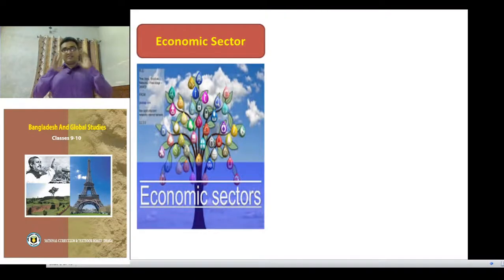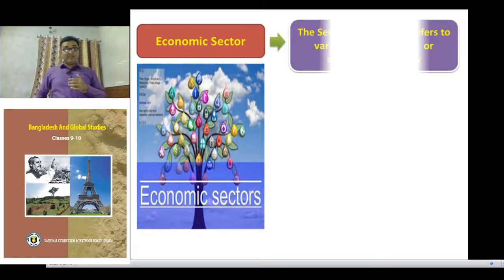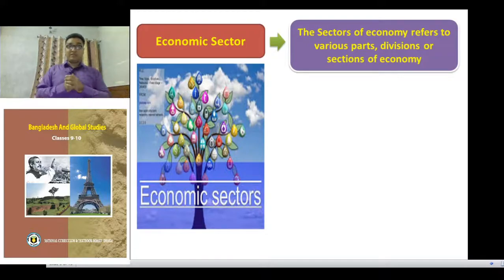At first, I am going to discuss about economic sector. So what is called the economic sector? Basically, economic sector refers to parts, divisions, and sections of economy. So, dear student, this is the line regarding economic sector. The sectors of economy refers to various parts, divisions, or sections of economy.